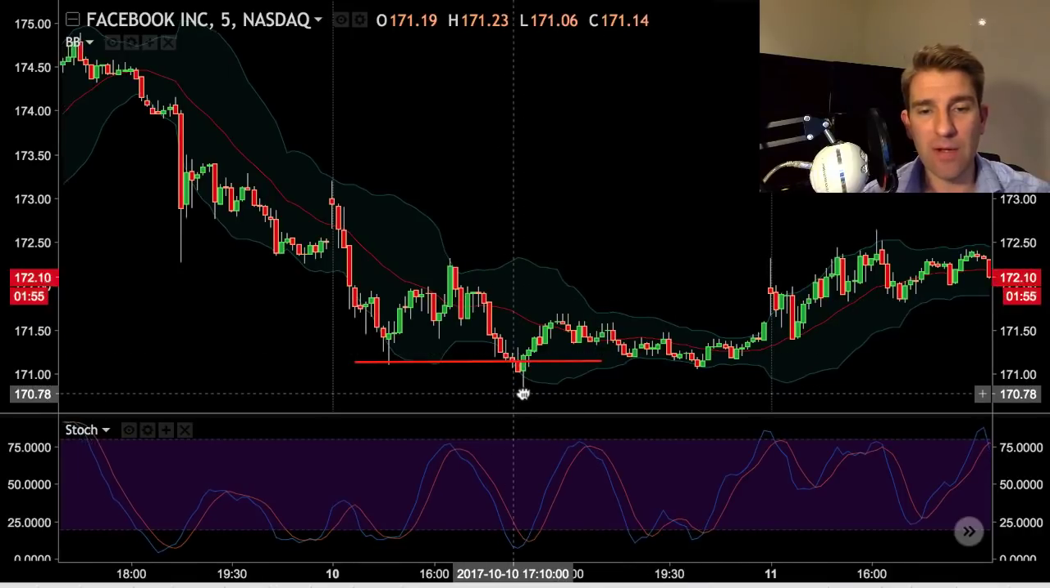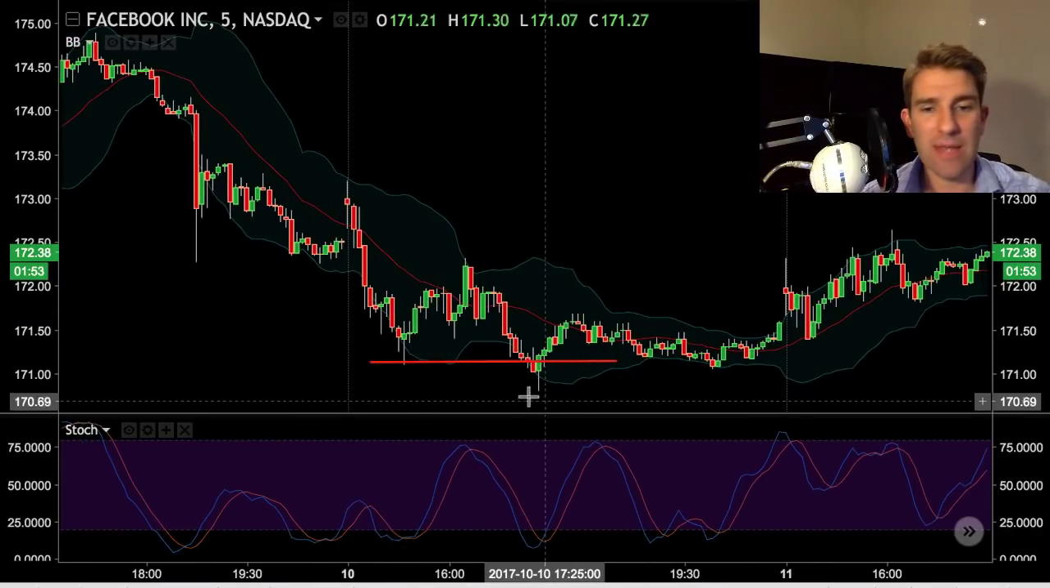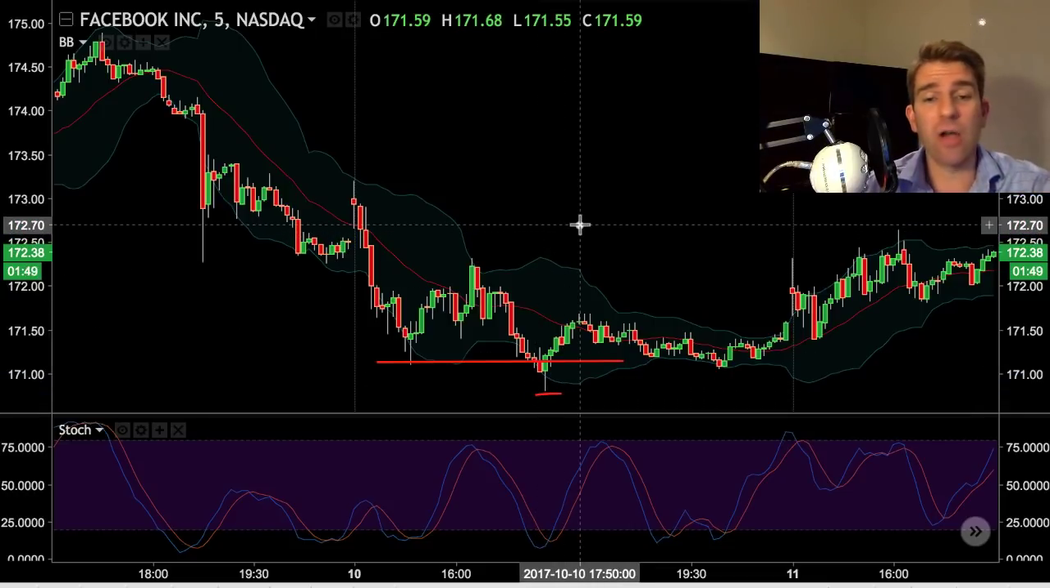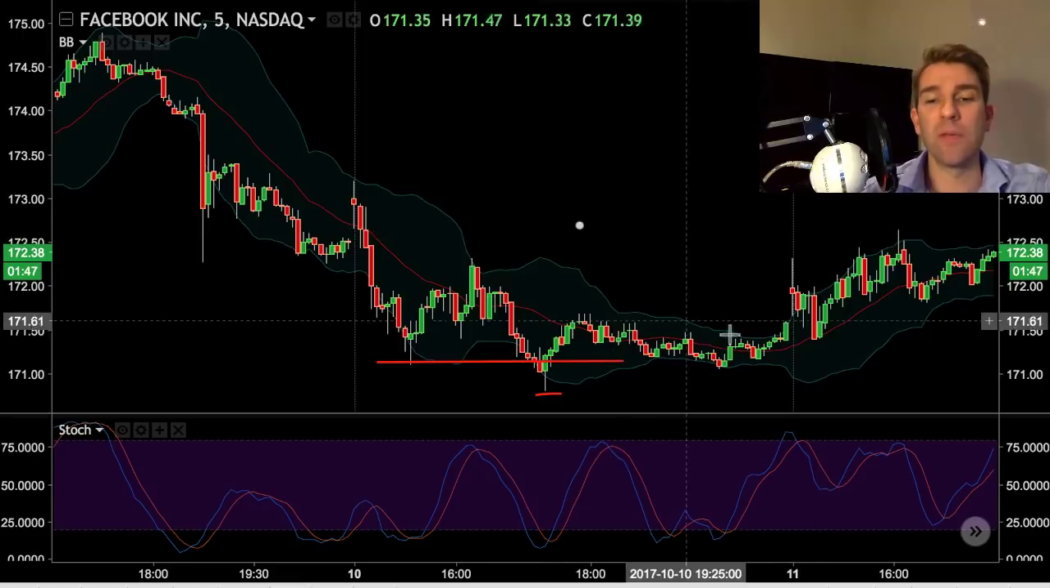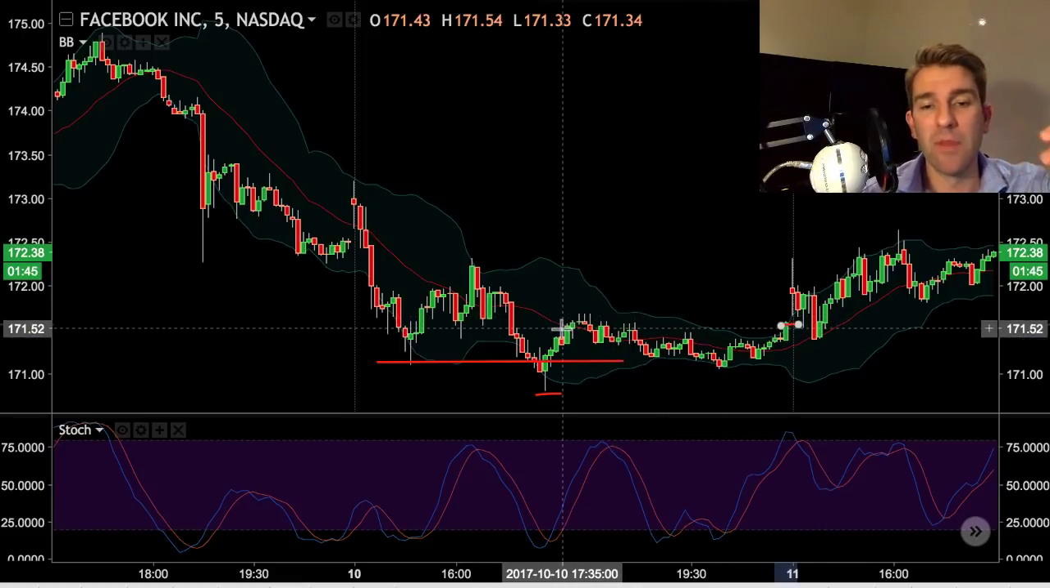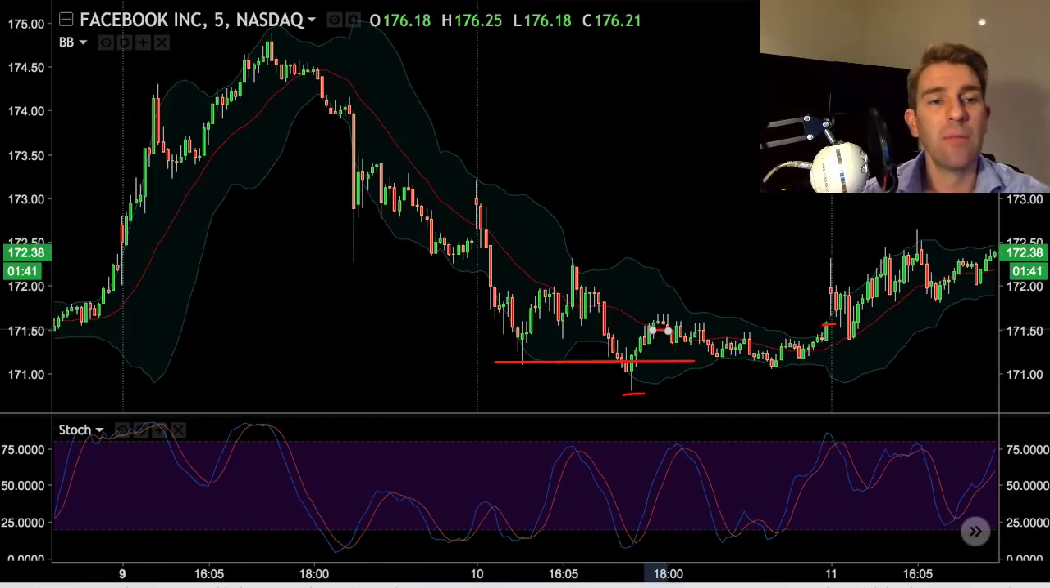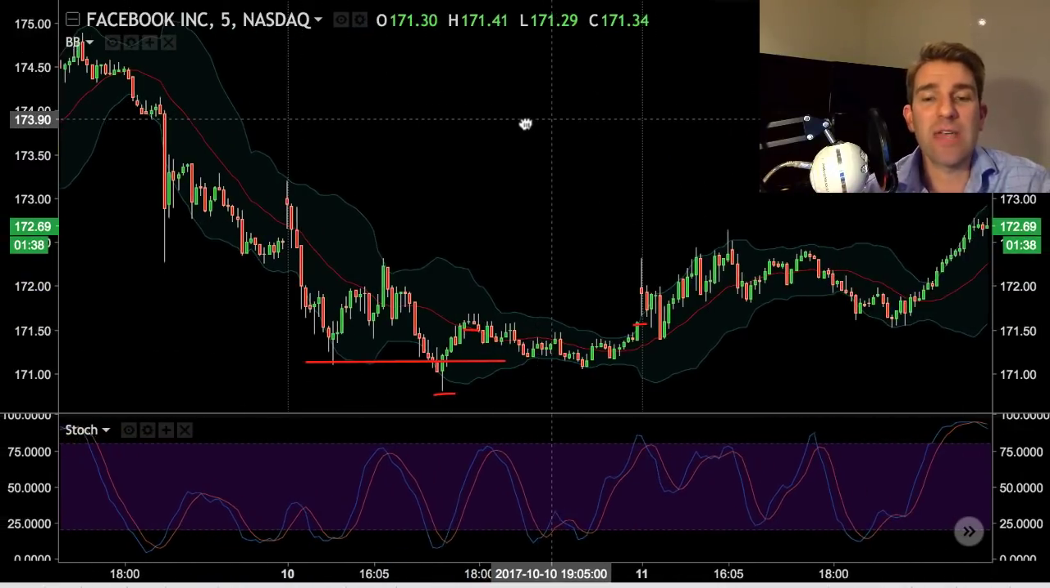Your stop would be going just below the low, makes sense as well, and your target's going to be whatever you want it to be, the close, the mean, whatever. Maybe you wanted to hold it for a multi-day play, and again, this was the kind of thing that you wanted to get in on.